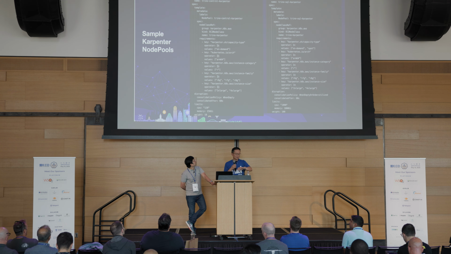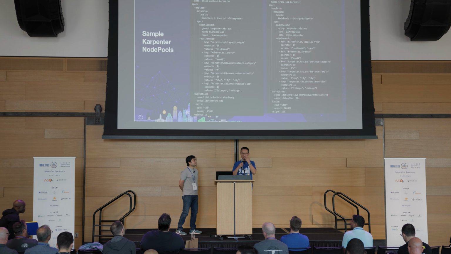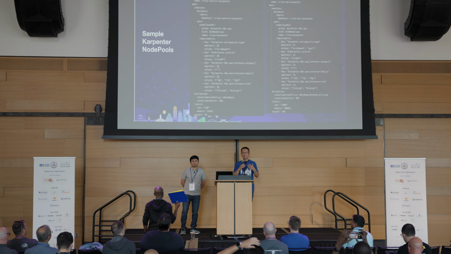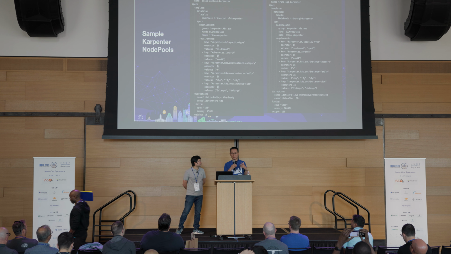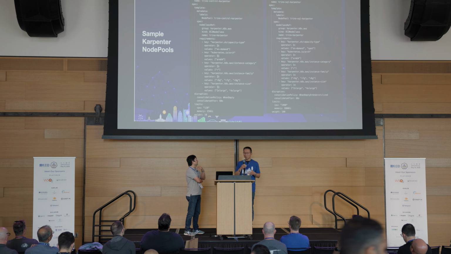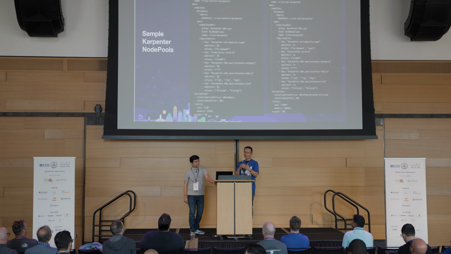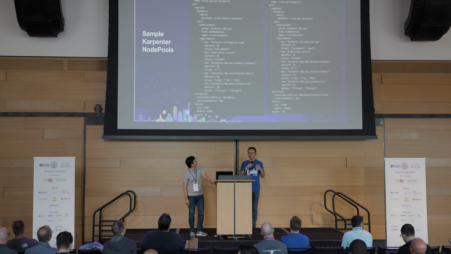So here's a very quick example of the two node pools I use in Karpenter for Trino. I was going to let people play a game of spotting the difference, but we don't have time. So I'm just going to point it out, right? For the coordinator, we want that to be stable. We don't want that to be disrupted.